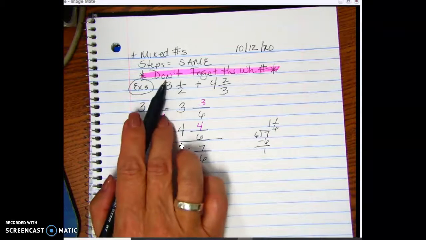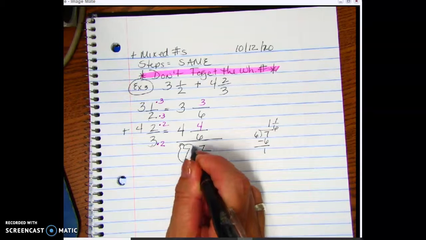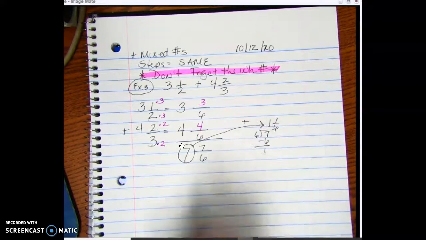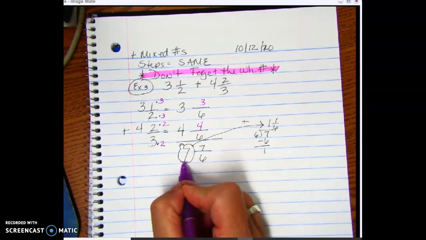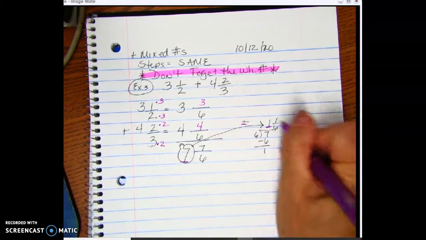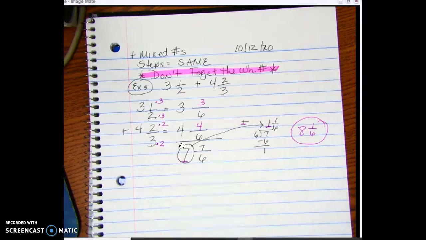So I'm going to convert it to a mixed number. Now, remember, don't forget the whole number. So I have to make sure I take this whole number, and then I'm going to add it to this. So what is 7 plus 1? It's 8. And don't forget now your fraction. So there's your answer. And that's adding fractions and mixed numbers.